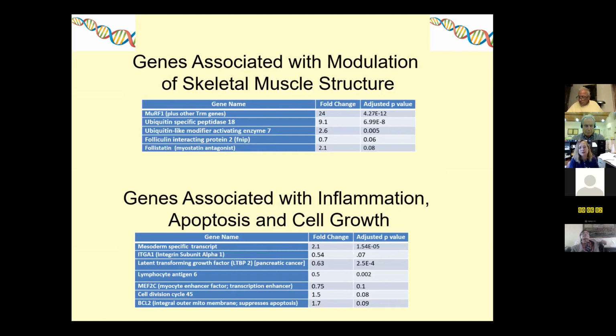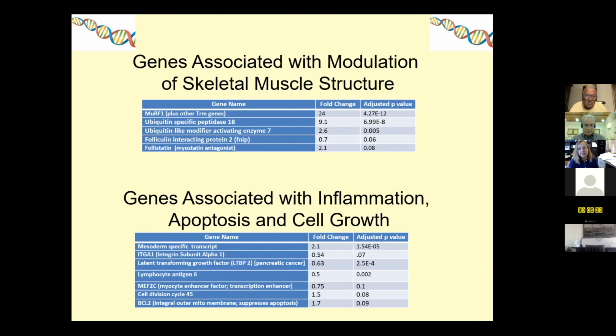increased. Mesoderm-specific transcript, integrin subunit, and there are a number of these ITGs actually that are affected. The LTBP, which is involved with pancreatic cancer, lymphocyte antigen, myocyte enhancer factor, which is a transcription enhancer. Cell division cycle 45 gene is increased in terms of its transcription. BCL2, which suppresses apoptosis, is increased.